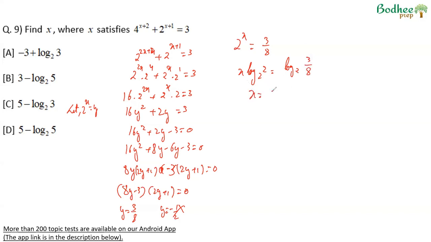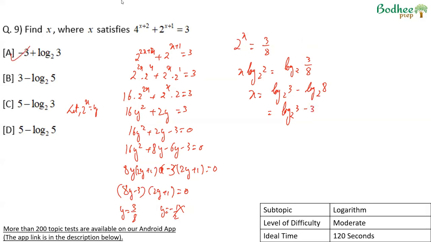So x is equal to log of 3 to the base 2 minus log of 8 to the base 2. Log of 8 to the base 2 will be 3. And therefore, log of 3 to the base 2 minus 3, or option A, which is minus 3 plus log of 3 to the base 2. I think moderate level of difficulty, this type of replacement is something that you would have done while practicing and therefore would have been attempted in about 2.5 minutes.